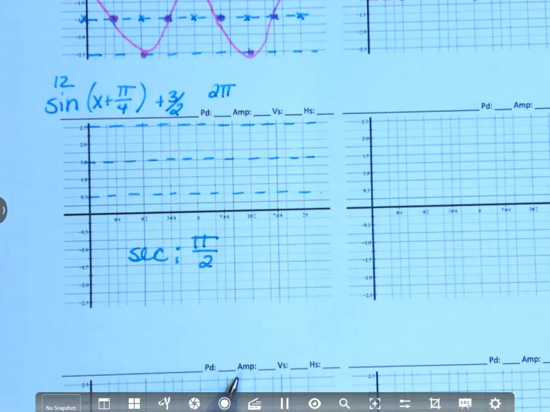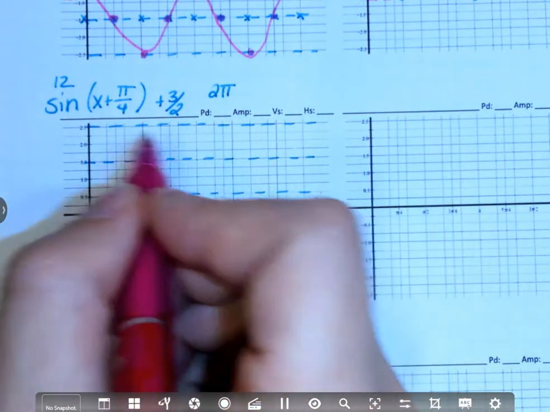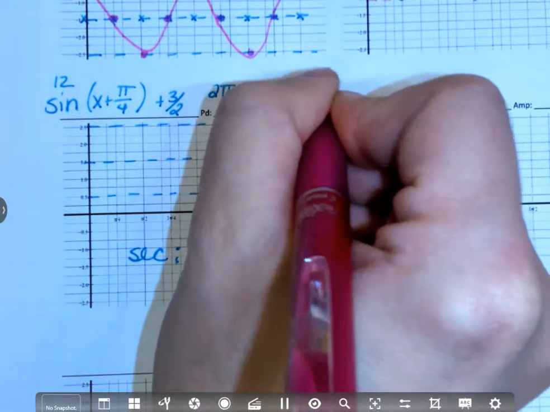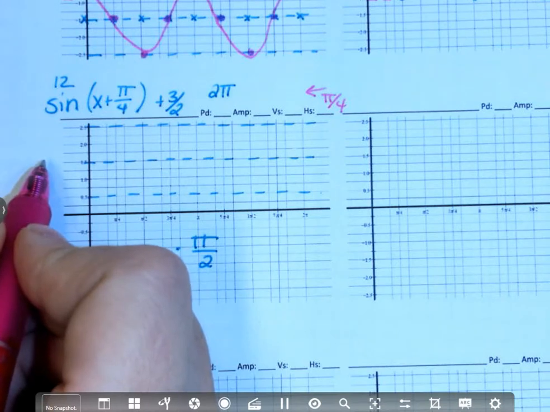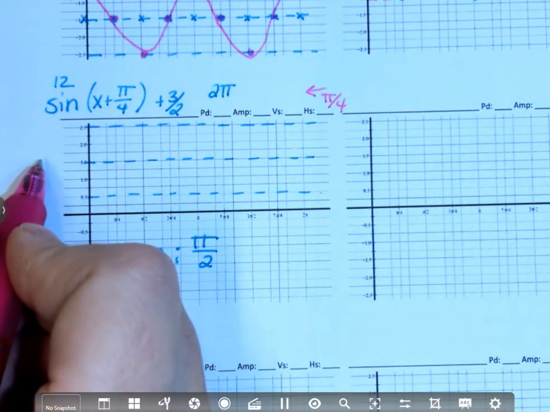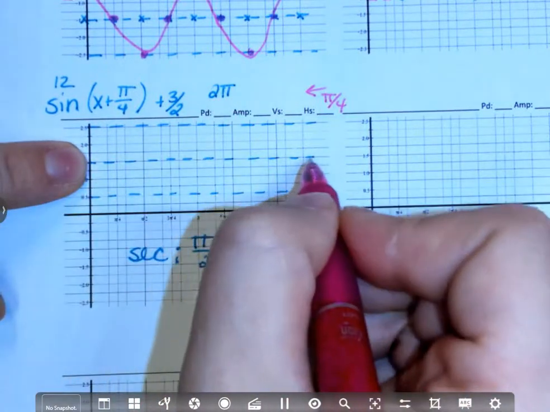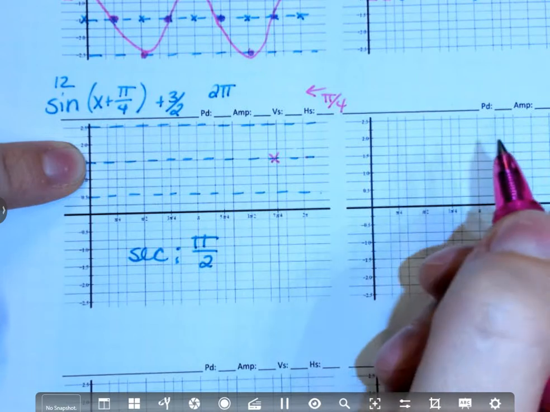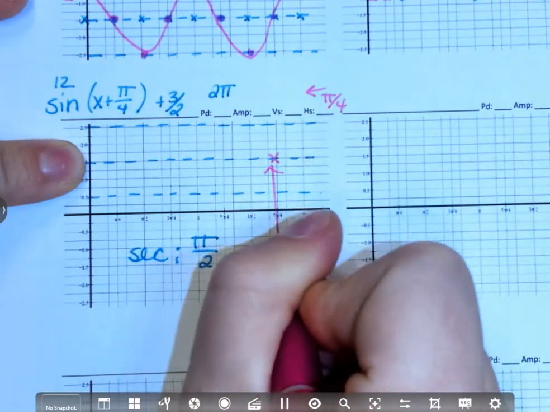Trick here is I do actually have a horizontal shift. What am I doing? I'm going to go left pi over 4. If I go left, I'm off my graph. So that's a very difficult thing to do. Instead, I'm going to go to the end of the period. I'm going to go to the 2 pi. And from 2 pi, I'm going to go left pi over 4. So now that is going to be my start.